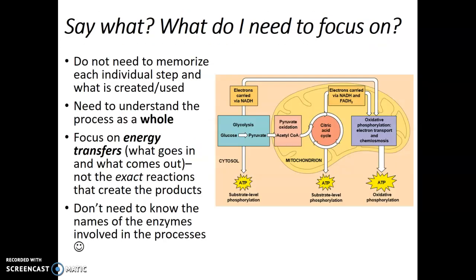So what do you have to know? You don't have to memorize each individual step and what is created and what is used. You need to understand the process as a whole and focus on the energy transfers, what goes in and what comes out, not the exact reactions that create the products. You don't need to know the names of the enzymes involved in the process. So you generally need to know what's in this diagram.